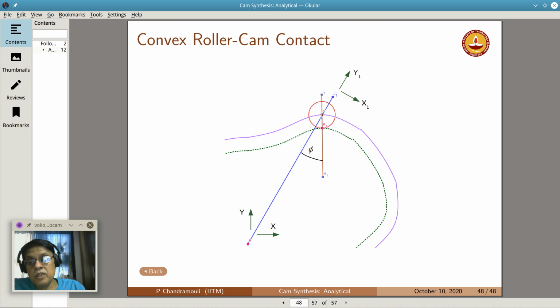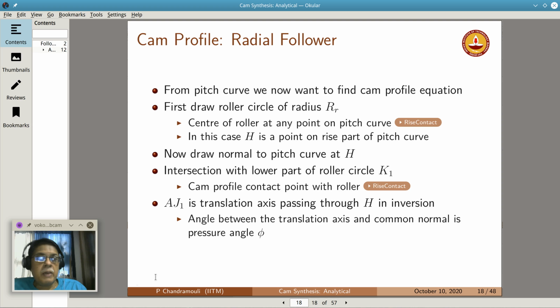Remember, we have derived this in the last lecture video. I showed you the equation for H both for the radial, and the radial case is very simple. For the offset case, there's some additional terms due to the offset. Okay, now let's go back. Now the cam profile contact point is this. So AJ1 is basically the translation axis passing through H in the inversion. Those things we already know.